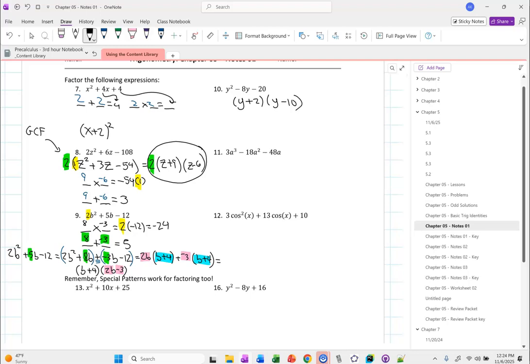Positive 2 and negative 10 add to give us negative 8, and they still multiply to give us negative 20. Pretty happy?